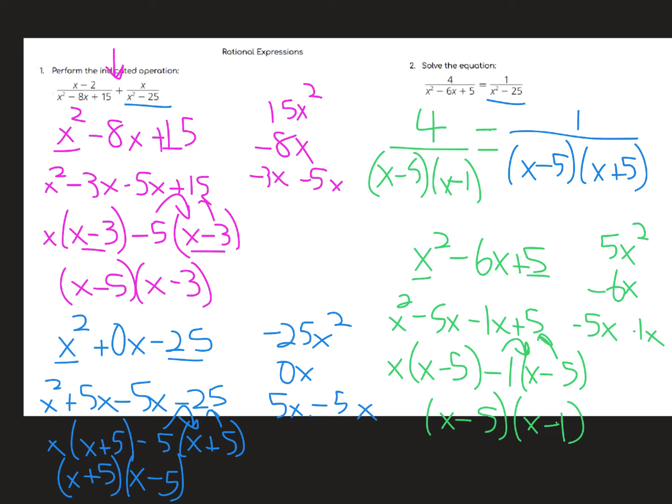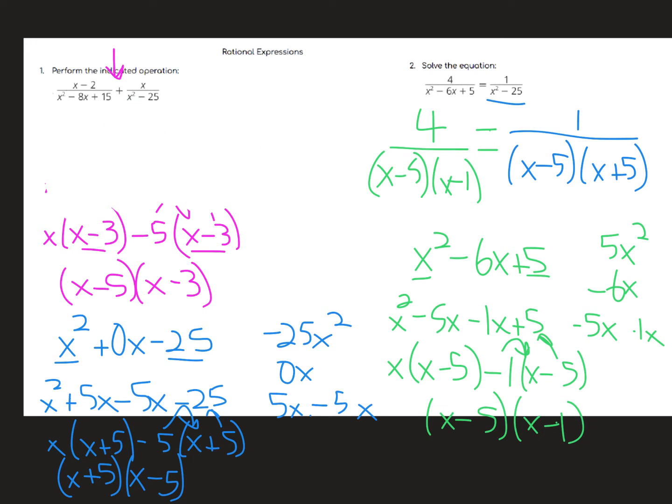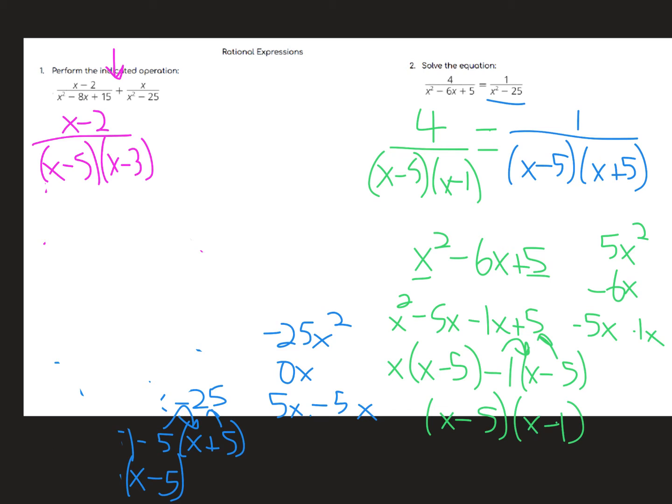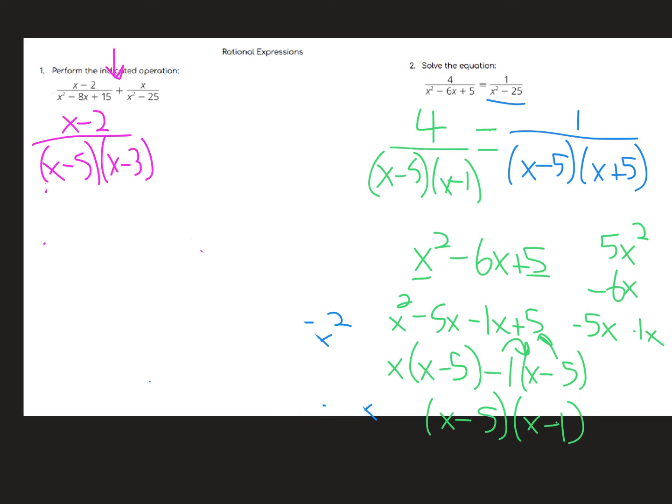And I'm going to pause and erase all the stuff I don't need. I'm going to rewrite the left side as x minus 2 over x minus 5, x minus 3. And then I'm going to rewrite the right side, because I know I can factor that x squared minus 25 into x minus 5, x plus 5, or x plus 5, x minus 5, whatever we want to do there. And so we will rewrite that as x minus 5, x plus 5.